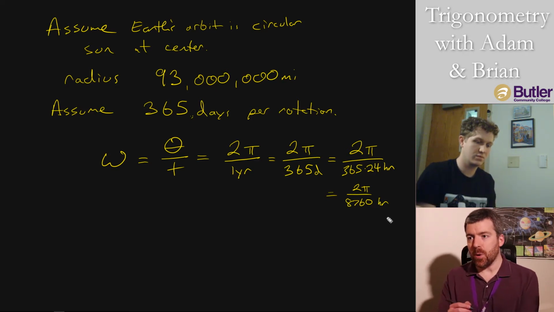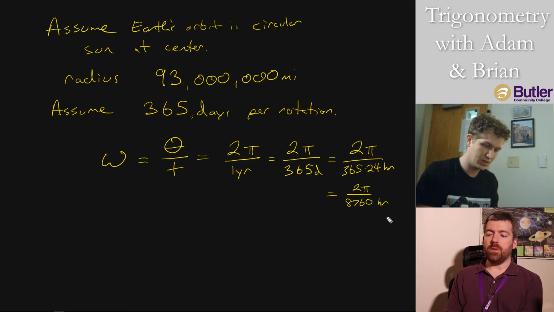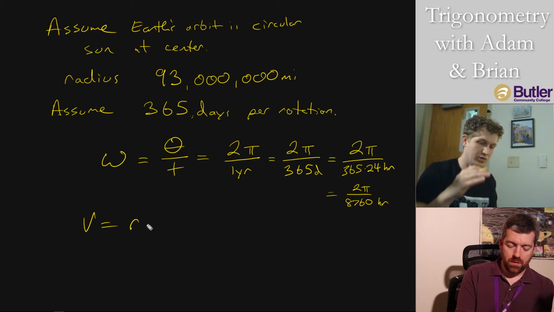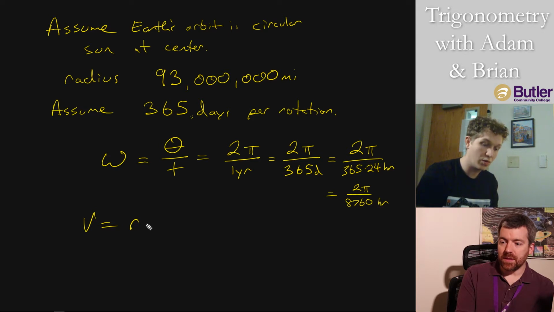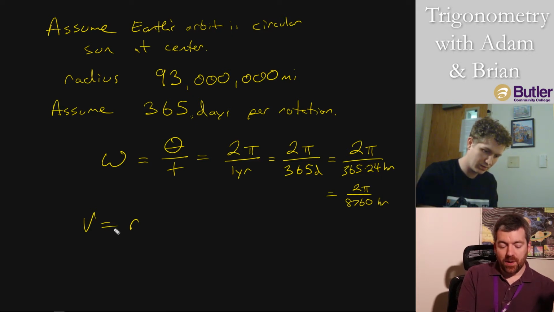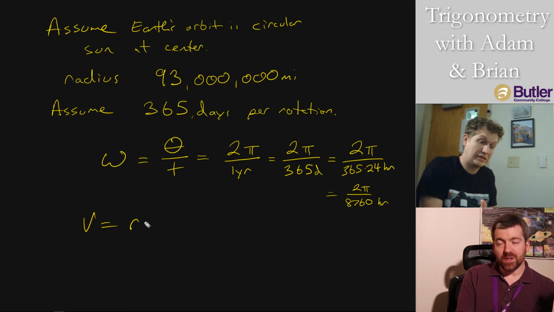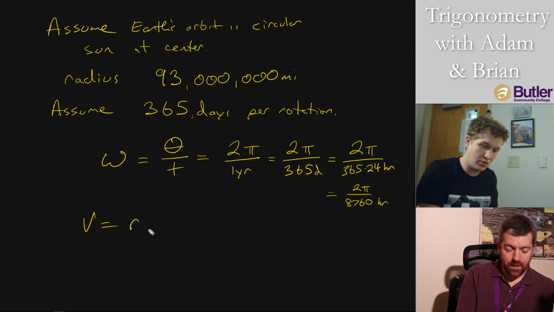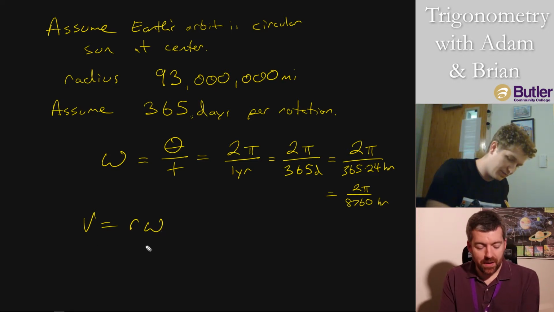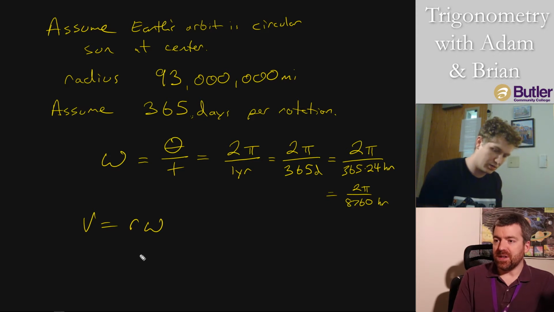How fast is the Earth orbiting? Well, what do we do? So V equals radius times theta over t time. Sure. But theta over time is omega. Right. The last formula we looked at is V equals R times the angular speed, which is omega. Oh, that's right. I didn't write that one down. V equals R times omega. Right, this is the one that relates the angular speed to the linear speed.